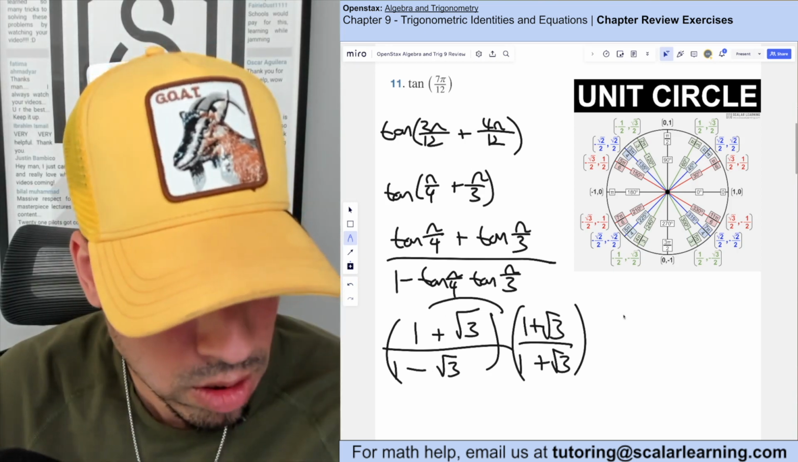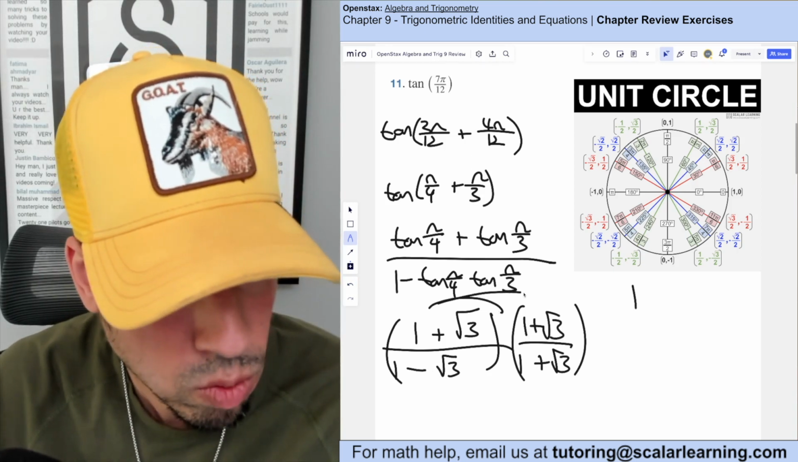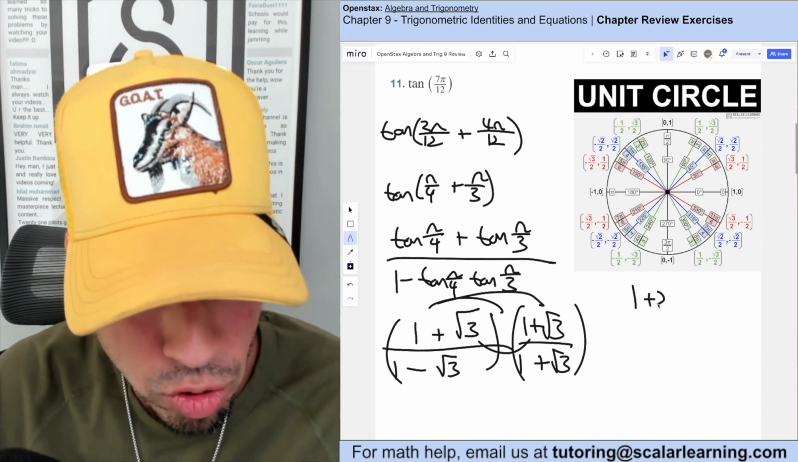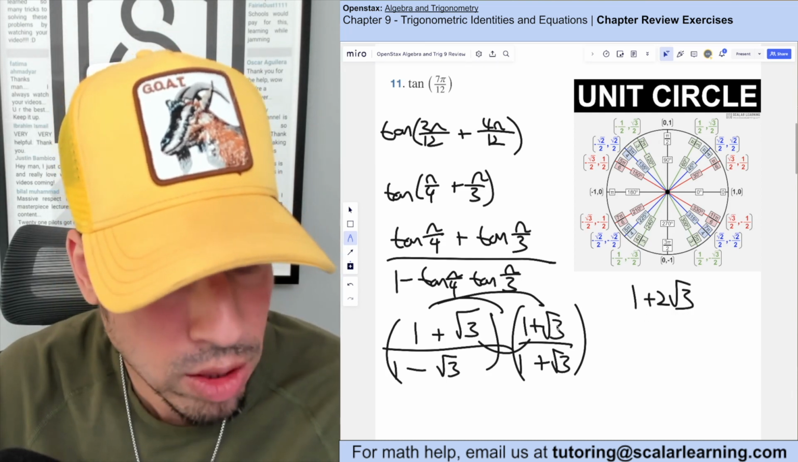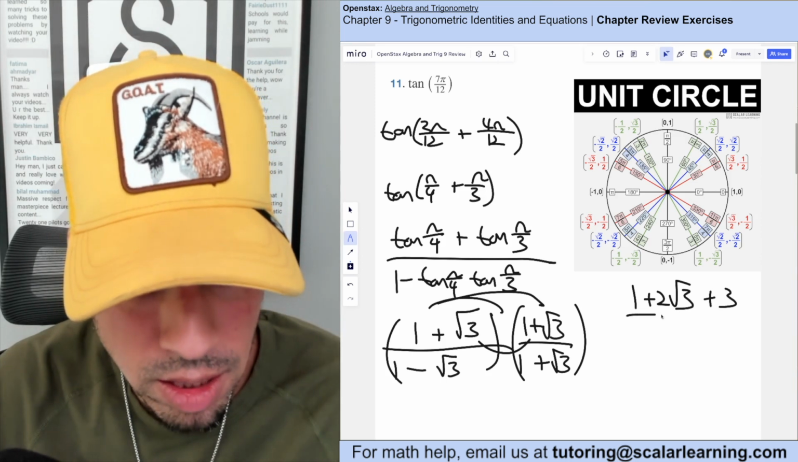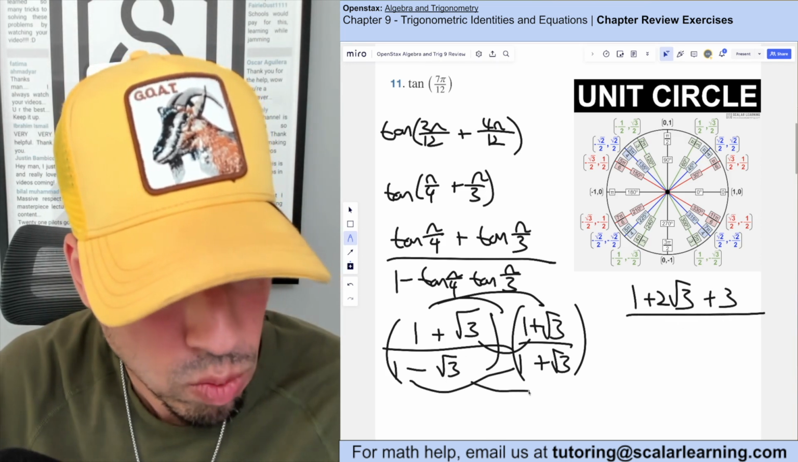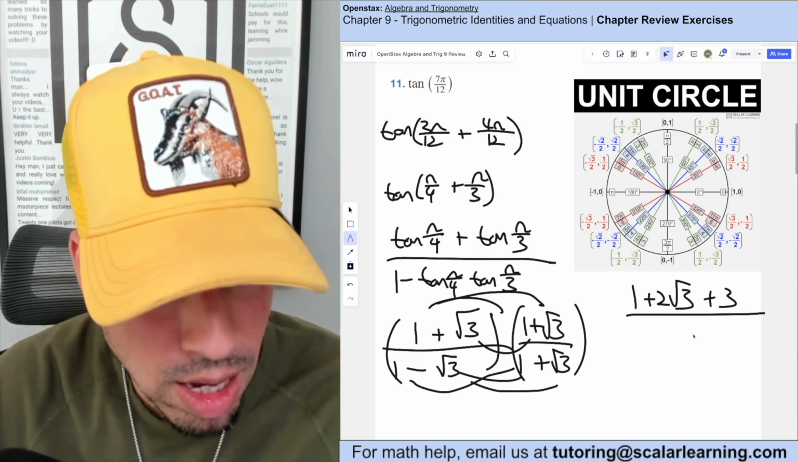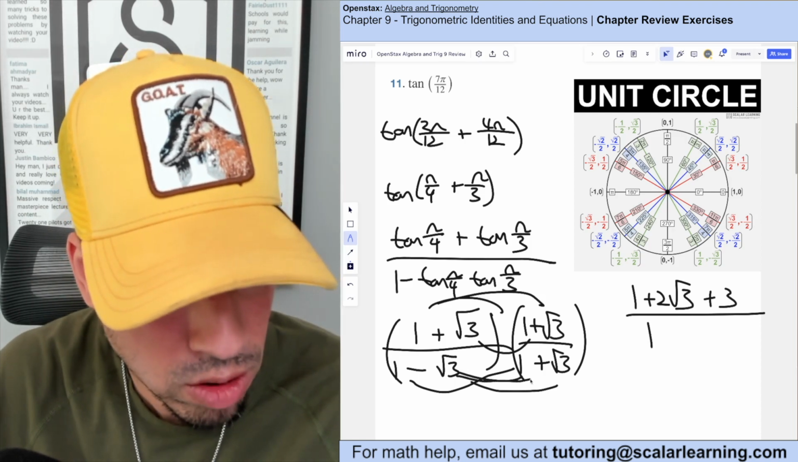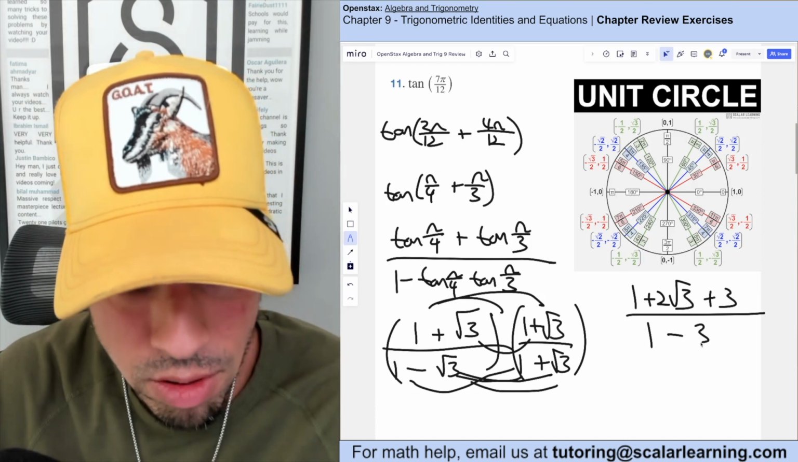Now we're going to FOIL the top. So on top, we get 1 plus rad 3, which is 2 rad 3. And then rad 3 times itself is just 3. And then over on the bottom, we get 1. And then we get rad 3 and negative rad 3, which cancel out. And then we get negative rad 3 times rad 3, which is negative 3, okay?